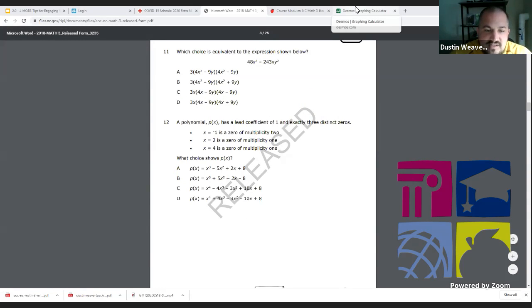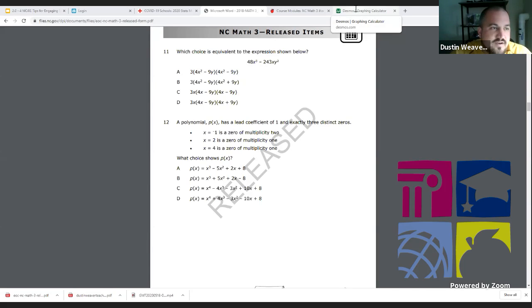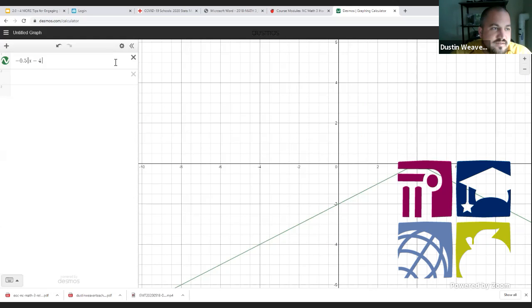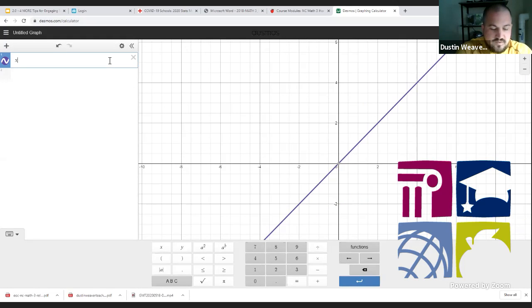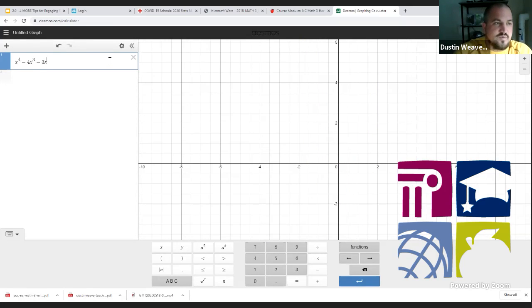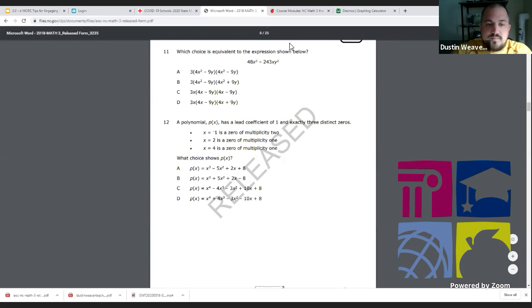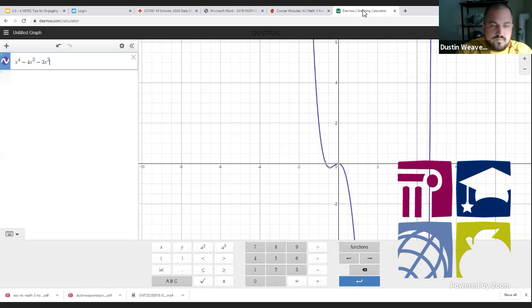So C is x to the 4th minus 4x to the 3rd minus 3x squared. So x to the 4th minus 4x to the 3rd minus 3x squared, plus 10x plus 8.